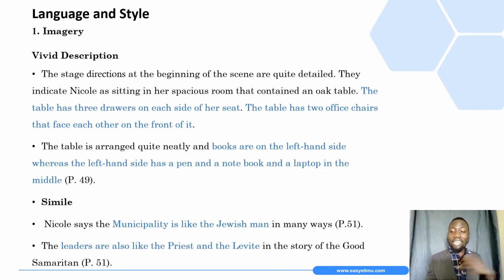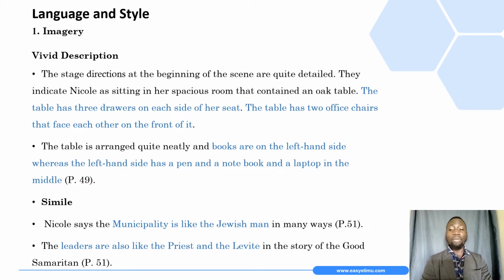It gives that visual representation, so one can easily create the image in their mind, simply by looking at the manner in which the words have been used to describe the setup of the room. So the stage direction that I've read has explained everything about Nicole's room. The next style that we are also going to talk about is simile.